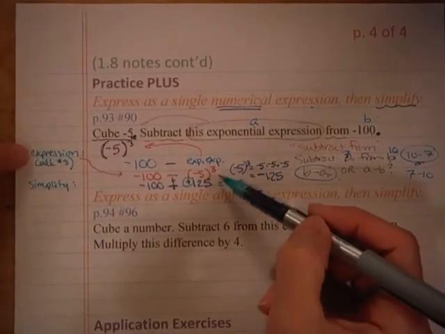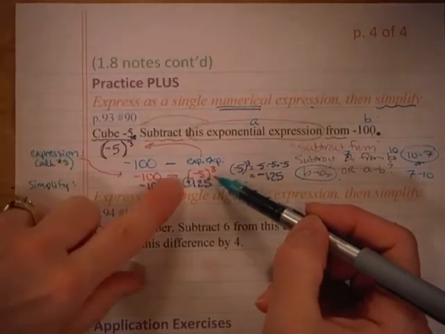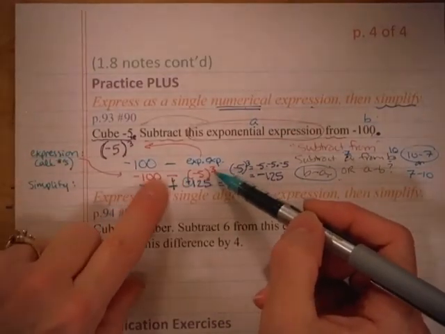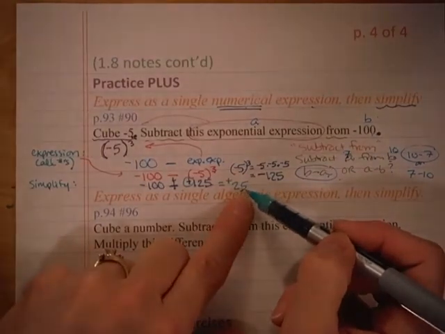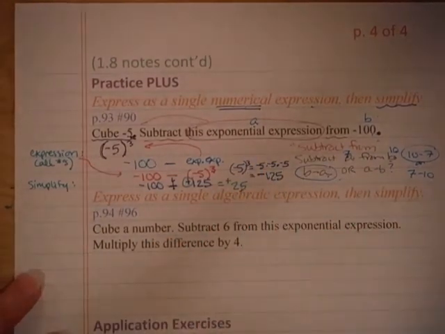So in the back of the book you'll have an expression, negative 100 minus negative 5 cubed. That's the straight translation. Then as you work it through to a single value, you should end up at positive 25.